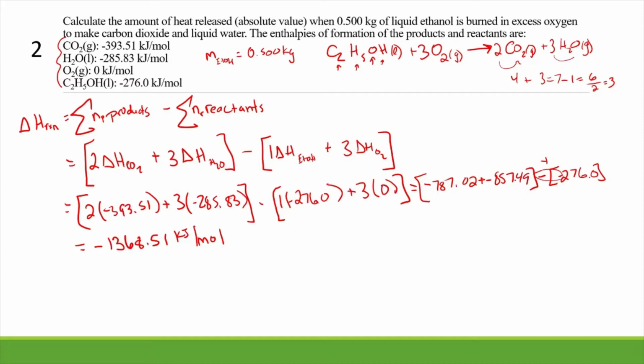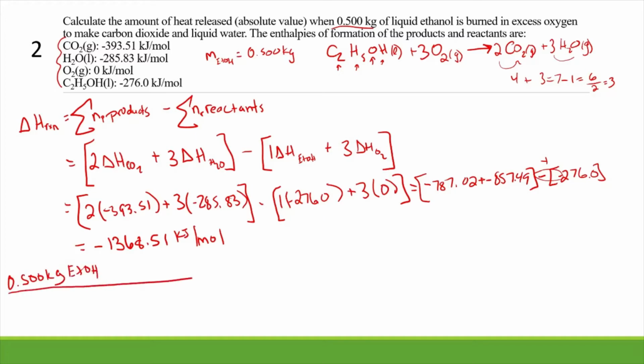So now we know the delta H of the reaction per mole, and so now we want to get the amount of heat released for 0.5 kilograms of ethanol that's reacting. So we know how much it would be for every mole reacted. Now we need to know how much we actually reacted here. So we have 0.500 kilograms of ethanol.